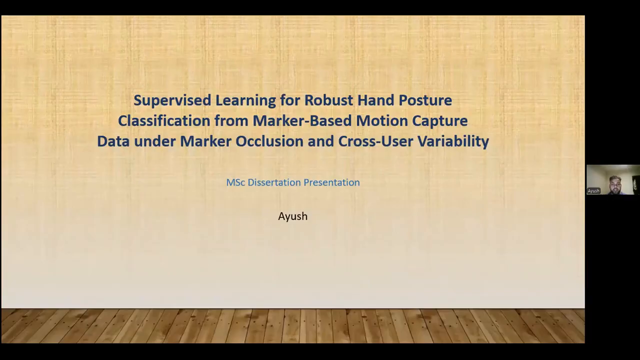Today my topic is supervised learning for robust hand posture classification from marker-based motion capture data under marker inclusion and cross-user variability. So this dissertation looks at how computers can recognize hand postures using motion capture data and how to make this work reliably for missing data and different people.